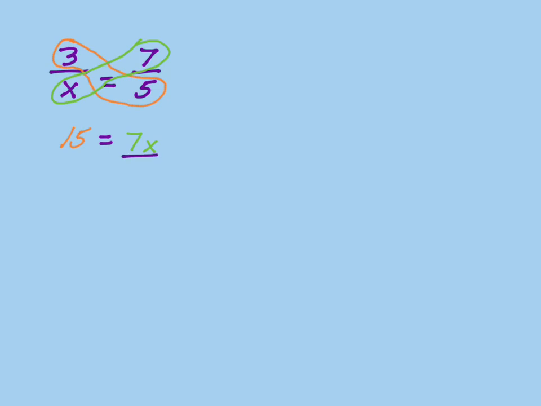Now, let's take a situation like 3 over x this time is equal to 7 over 5. Now, I can't multiply 3 times a whole number to get 7, so I am going to have to cross multiply on this one. So 3 times 5 is 15, and 7 times x is 7x. So you're solving a one-step equation. Now let's divide by 7. And we'll get a fraction, x is equal to 15 over 7.